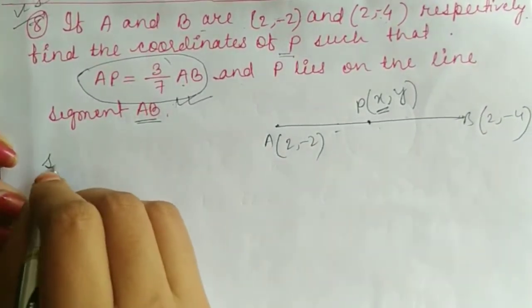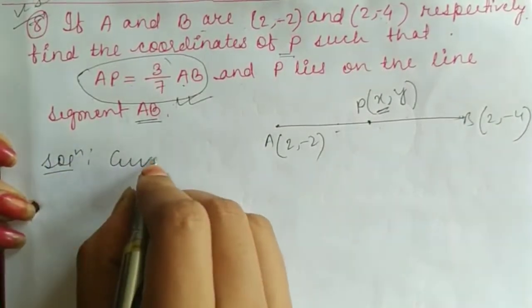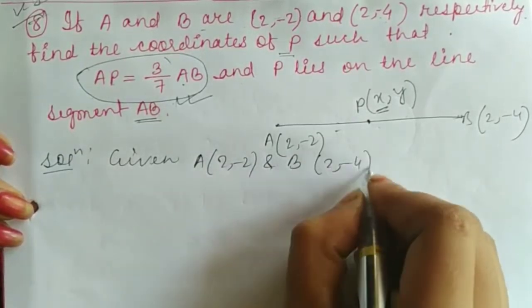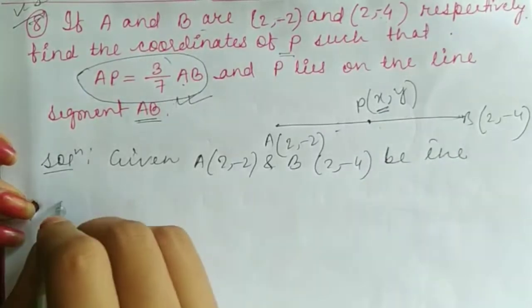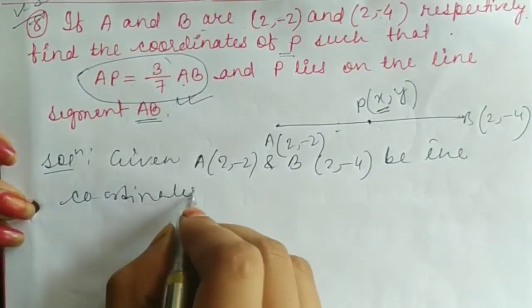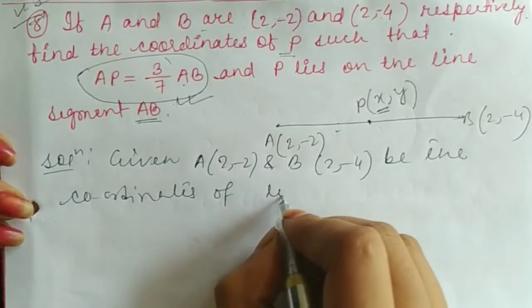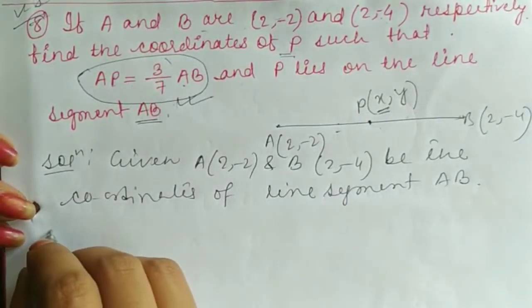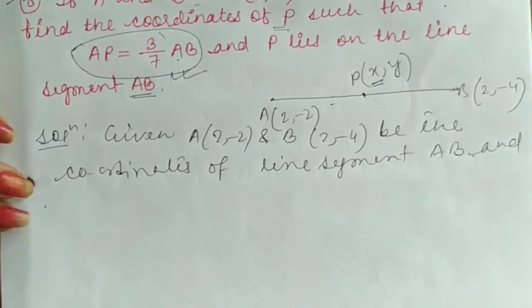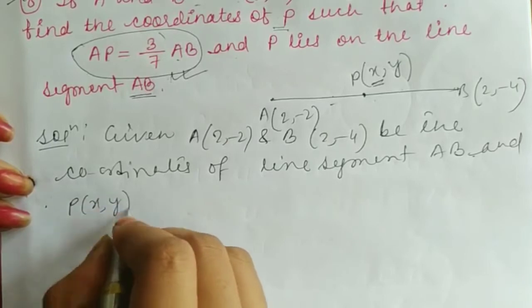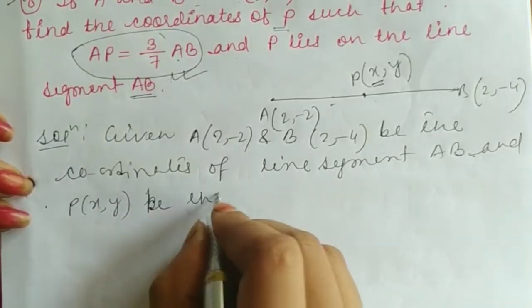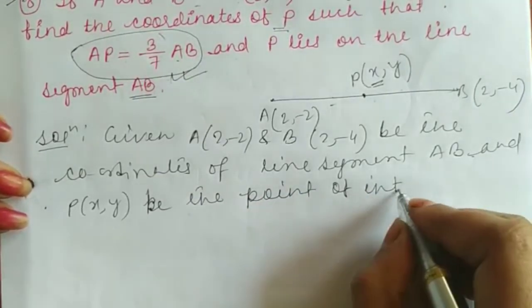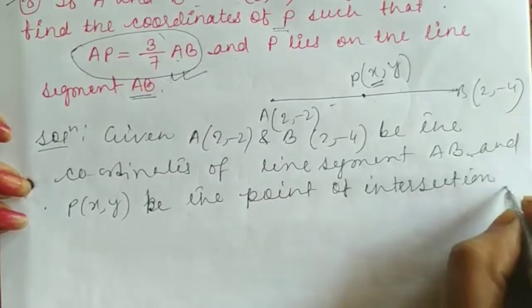Okay, so solution. Given A 2 comma -2 and B 2 comma -4 be the coordinates of line segment AB, and P x comma y be the point of intersection.